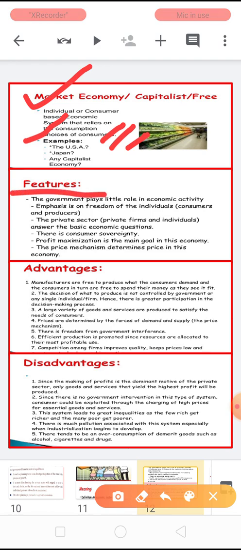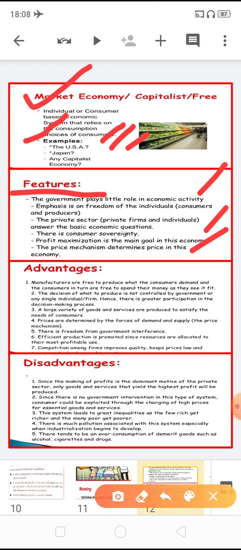Now, if we're talking about the features, the features of a capitalist economy are as under. The first one is the government plays a little role in the economic activity. Emphasis is on the freedom of the individual, the consumers, and the producers. The private sector, both the private firms as well as the individuals, answer the basic economic questions. There is consumer sovereignty. Profit maximization is the main role, and the price mechanism determines prices in this economy.